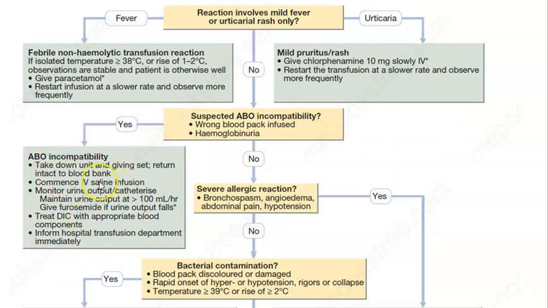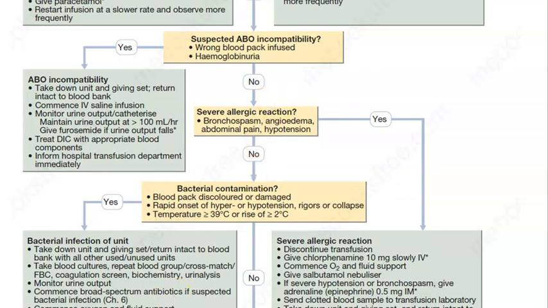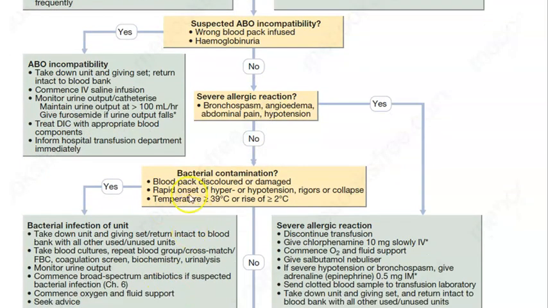Okay. So how will you manage? They are giving saline, IV saline. They are giving furosemide if the urine output falls, etc. Right? So they will treat DIC with appropriate blood components, that is the fibrinogen, etc. Then they're handling the incompatibility. They gave the wrong blood and they're handling it. Now, they have stopped anyways.